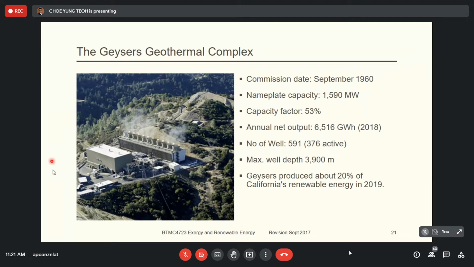Okay, and for this Geysers geothermal complex, the nameplate capacity is around 1,590 megawatts. Nameplate capacity, maybe in other words we call it the rated power, the optimum power. And the capacity factor is 53%. The annual net output is 6,500 gigawatt hours. And the number of wells is 591. Well means the hole drilled into the geothermal field. Out of these 591, there are still 376 wells which are active.